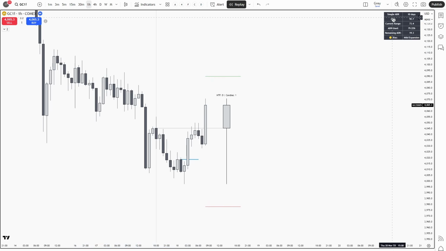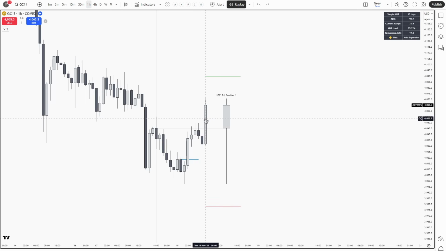No, because what is the average daily range? We have the look back period set to 10 days. The average daily range is 92.7 points. The current range used is 73 points. We have used almost 80% of the ADR. The remaining range is 19 points. So it is plotted, that remaining range, with this projection right here. That green line is the threshold we will be reaching in this specific day.